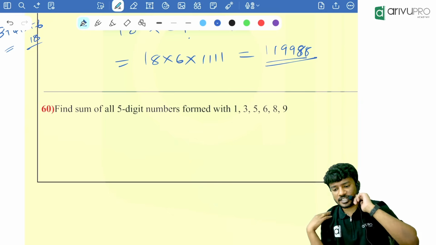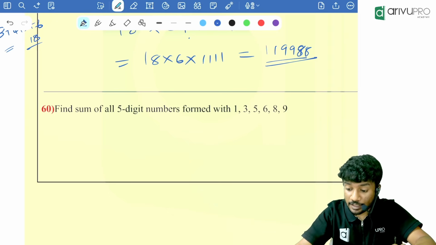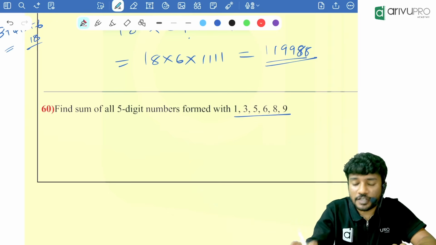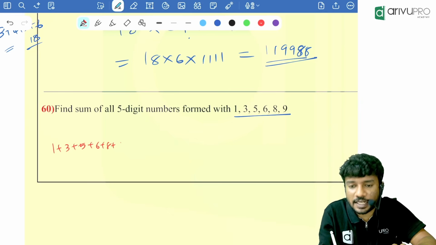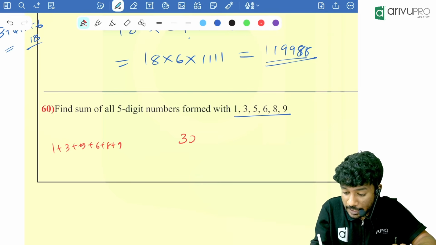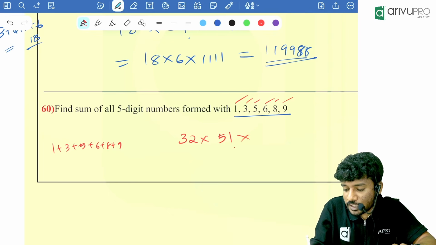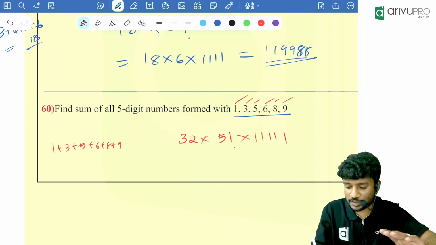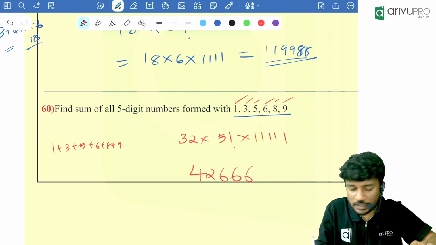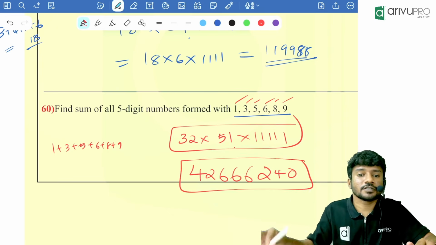Sum of all 5-digit numbers formed by 1, 3, 5, 6, 8, 9. Add everything together. What is the addition of everything? 1 plus 3 plus 5 plus 6 plus 8 plus 9 is 32. Into, how many digits are there? 1, 2, 3, 4, 5, 6. 6 minus 1 is 5. 5 factorial into 11111. It will be a very big answer. What is the answer? 42666 is your answer. Understood?